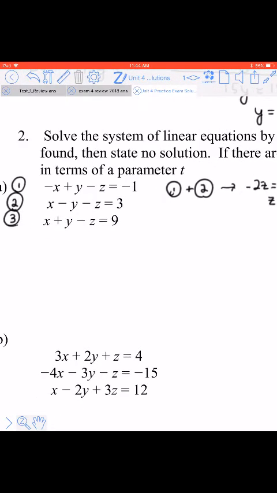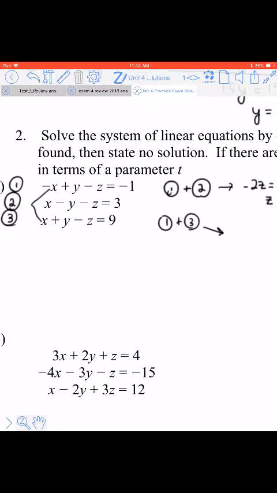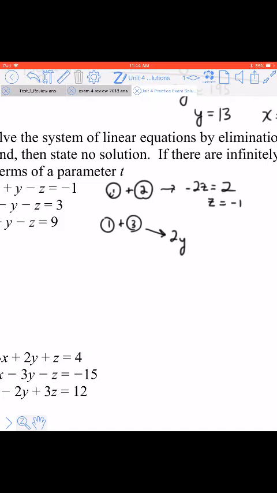So now I need to do a similar thing. I need to choose 2 more equations, and I need to eliminate the same variable. So I notice that equation 1 and 3 now, if I add those 2 together, I can eliminate x. So I'm going to add equation 1 to equation 3. So if I add here, x cancels. If I add here, I get 2y. If I add here, I get negative 2z.